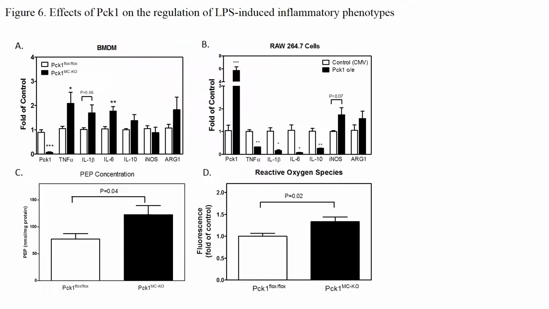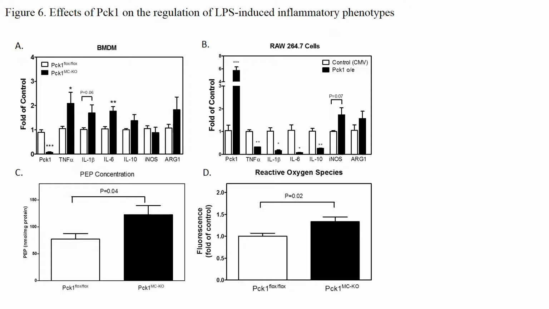What we did is we knocked out PEPCK, but in the macrophage cells, which are one of the immune cells. We did this through a Cre recombinase technique. On the left, the white boxes are the control mice, and the black boxes are what we call the macrophage knockout. You can see that when we knock out PEPCK in those macrophages, we really have a much more M1 pro-inflammatory phenotype that produces much more TNF-alpha, IL-1 beta, and IL-6.